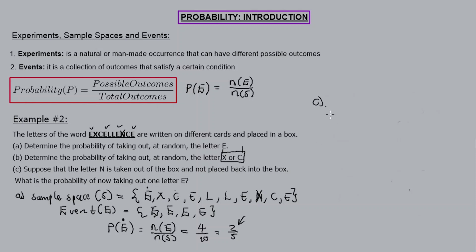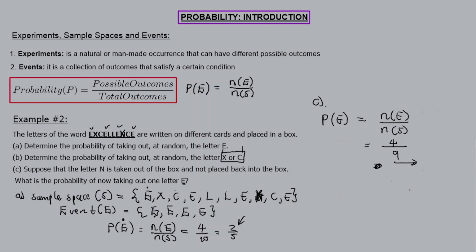So the probability of taking out E is the number of outcomes in event E of taking out the letter E, divided by the number of outcomes in the sample space. So the number of outcomes in E is 1, 2, 3, 4. So it's 4 divided by the number of outcomes in the sample space. Now it's 9, because the N was not returned when we took it out. So this is our answer.